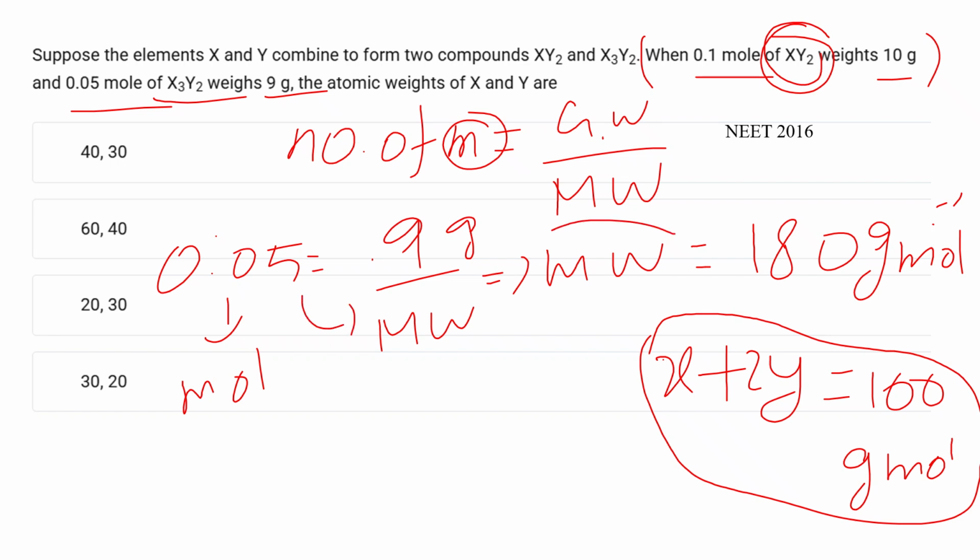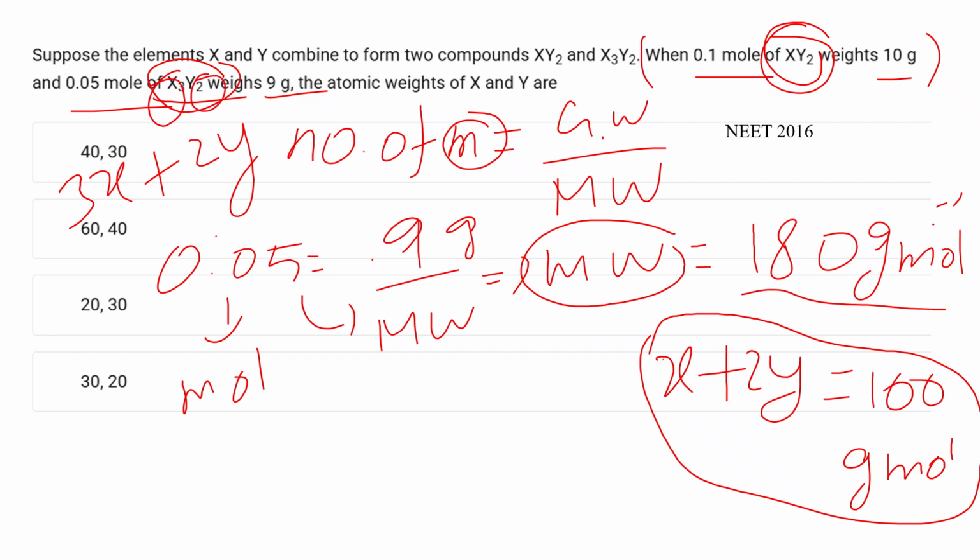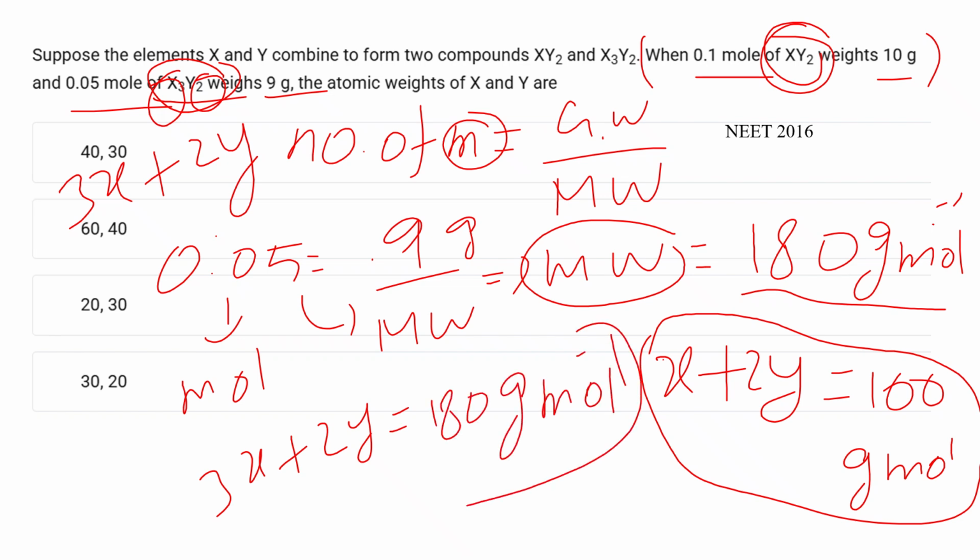This molecular weight is basically X3Y2, which means 3x plus 2y. Three X atoms and two Y atoms combine to give one molecular weight of 180 gram per mole. So 3x plus 2y equals 180 gram per mole. This is another equation from the second molecule.